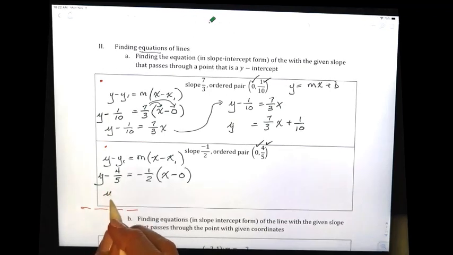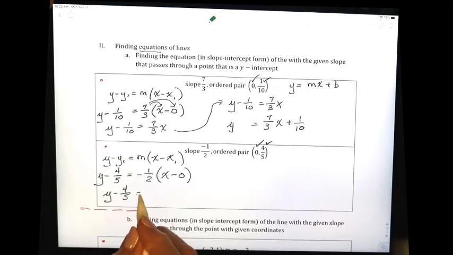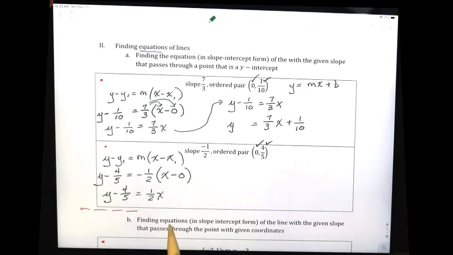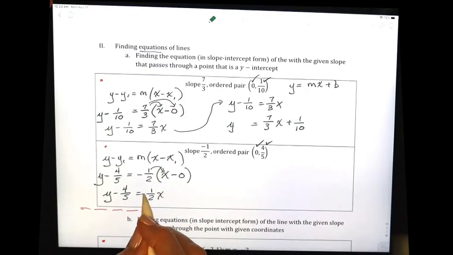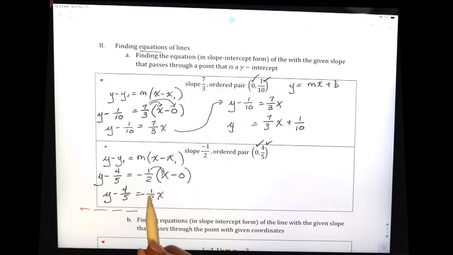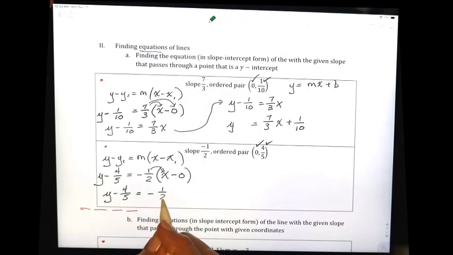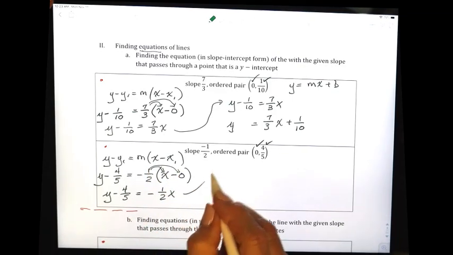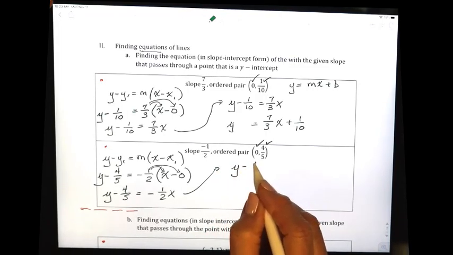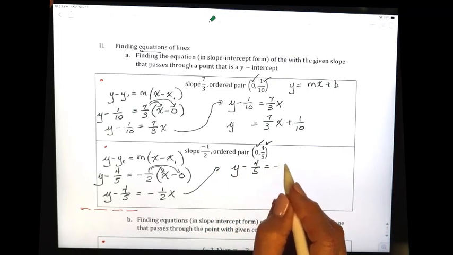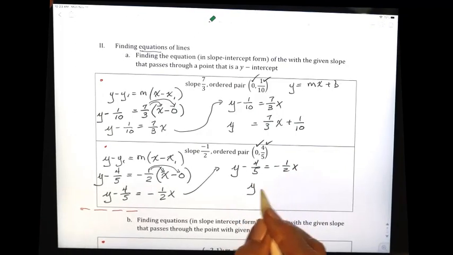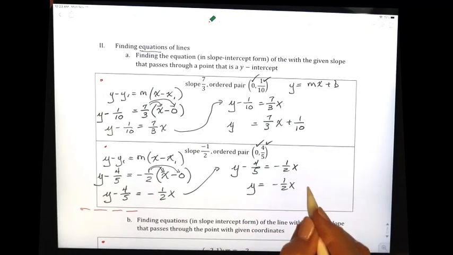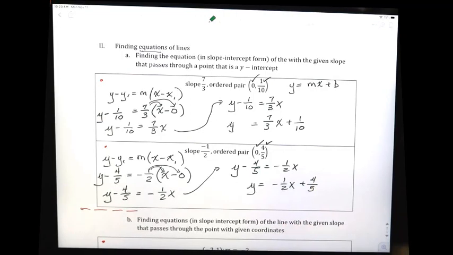And one more little step here, because the instructions want me to put it into slope-intercept form, I'm multiplying by the -1/2, not to forget that. -1/2 and the x, and then -1/2 times 0, of course, is 0. So one last move, and that's to add 4/5 to both sides, and you can see what the equation looks like.